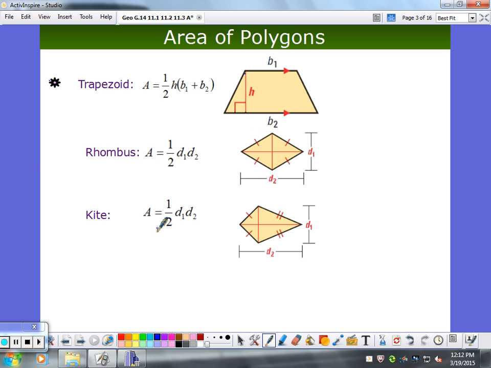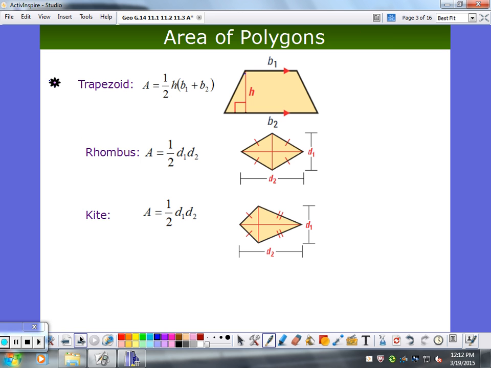Now, rhombus and kite, these are not on your formula sheet. So even though you have your formula sheet with you, you will not have these. So you do have to know them. Luckily, they're the same. Your area is 1/2 d1 times d2, where d1 and d2 stand for the diagonals. So if this is a rhombus, and it is, this diagonal times this diagonal times 1/2 gives you the area. Kite is the same thing: this diagonal times this diagonal times 1/2.